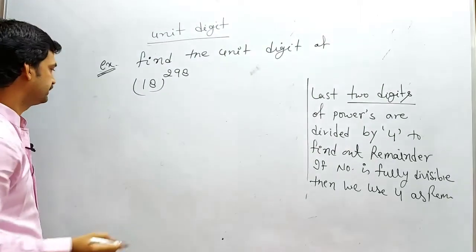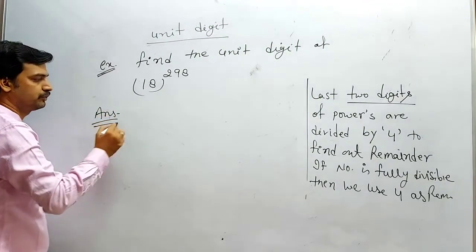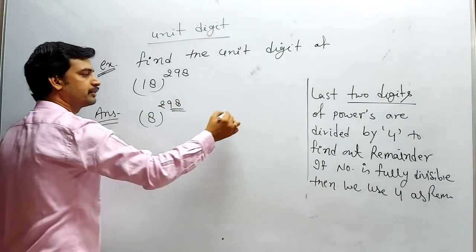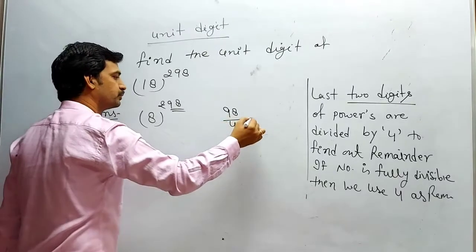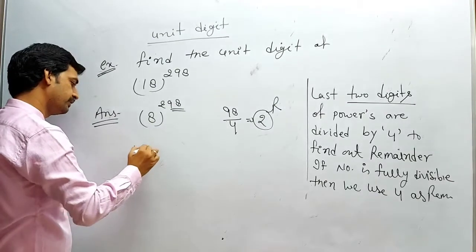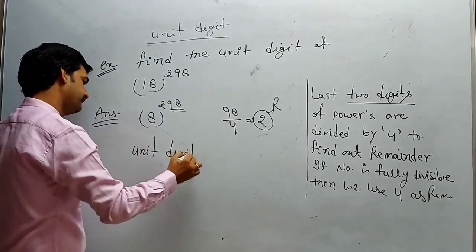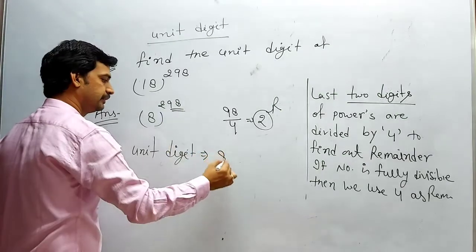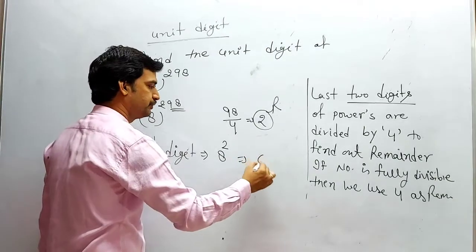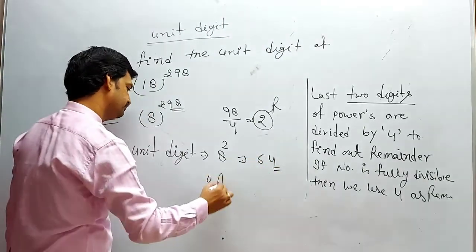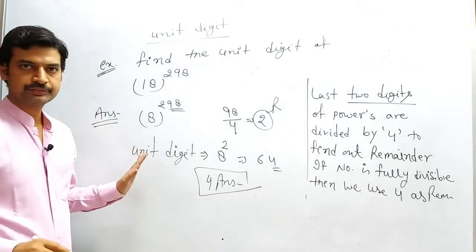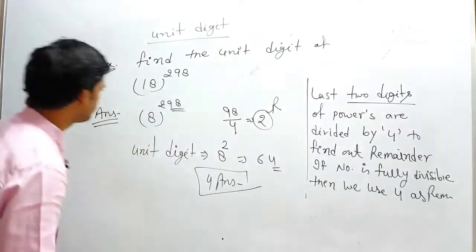18 raised to 298. For the answer, what do we need to do? 8 raised to 298. The last two digits are what? 98 divided by 4. What will we get? 2 as the remainder. So the unit digit would be 8 raised to 2. 8 raised to 2 means what? 8 into 8 is 64. And the answer is what? 4. 4 is the unit digit of the given expression. Clear?